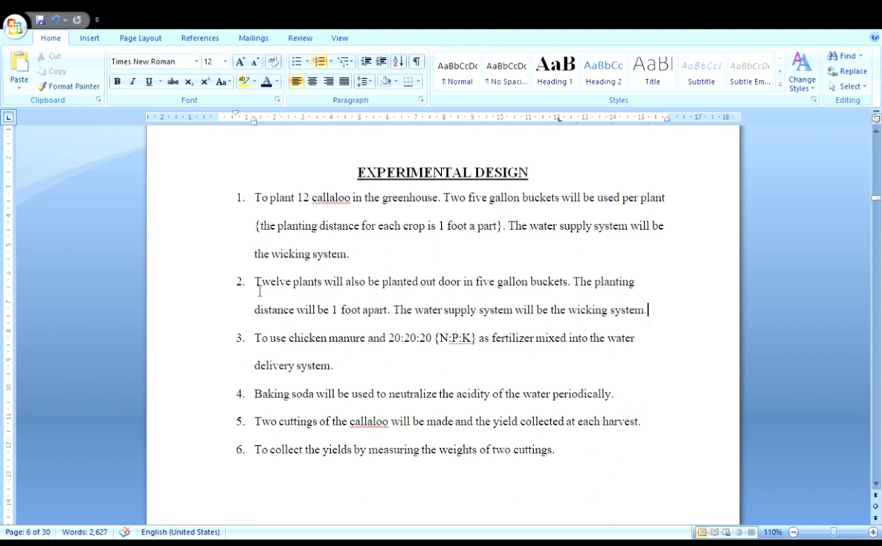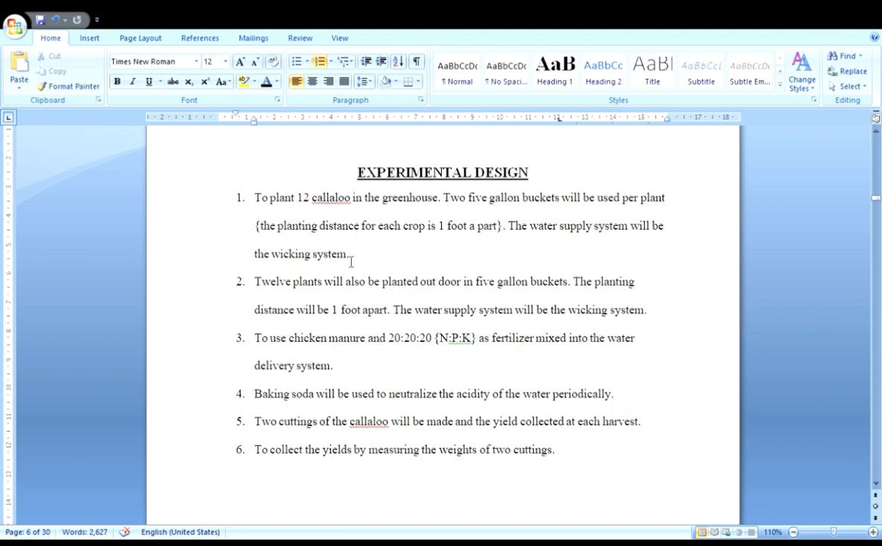Alright, so number 2 here, 12 plants will also be planted outdoor in 5-gallon buckets. The planting distance will be 1 foot apart. The water supply system will be the wicking system. So what you also see here is that 12 plants will also be planted outdoor in the same wicking buckets. So the only difference is that some of the plants are planted in the greenhouse while some will be planted outdoor.